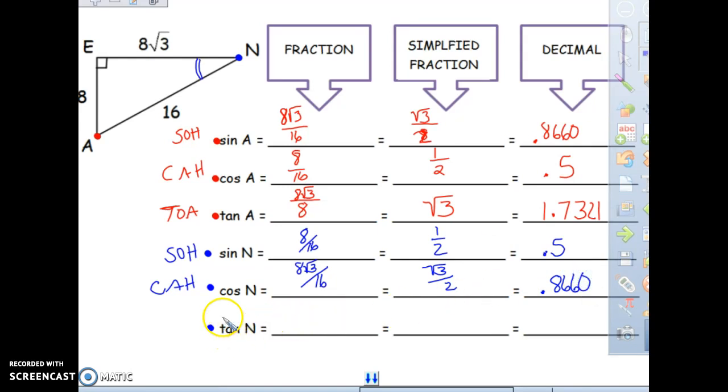The last one is tangent, TOA. Going to angle N, looking for opposite 8 over adjacent 8 roots of 3.